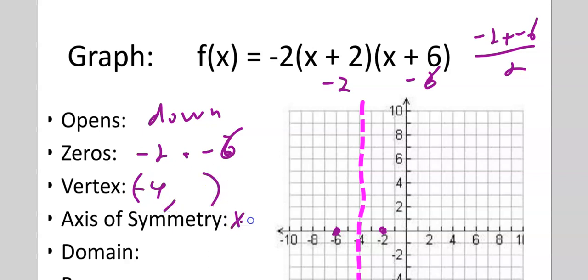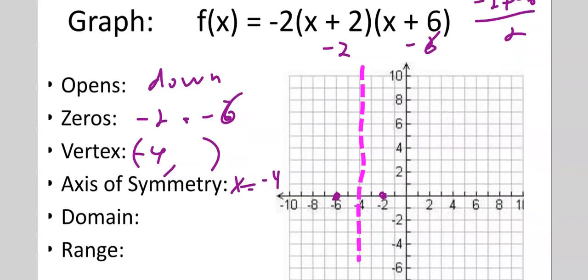My axis of symmetry that I just drew in the dotted line is x equals negative 4. Always an x equals line. I can tell you right now, before we even graph it, the domain is going to be negative infinity to positive infinity, because that's what parabolas do.